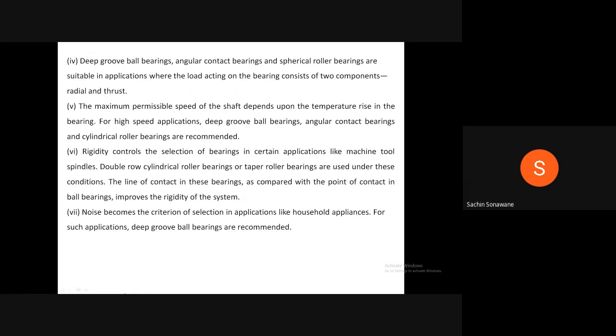Fourth, the deep groove ball bearing, angular contact bearing, and spherical roller bearings are suitable in applications where the load acting on the bearing element consists of two components, that is radial and thrust. The maximum permissible speed on the shaft depends upon the temperature rise in the bearing. For high speed applications, deep groove ball bearing, angular contact bearing, and cylindrical roller bearings are recommended.